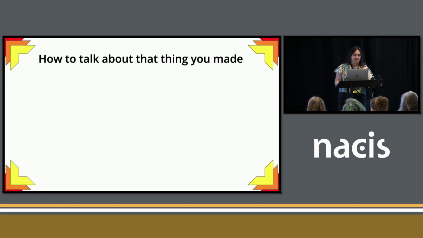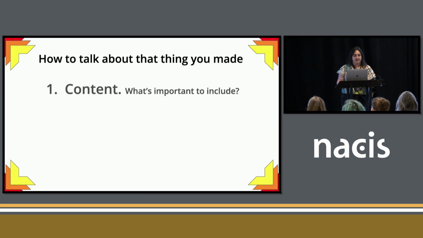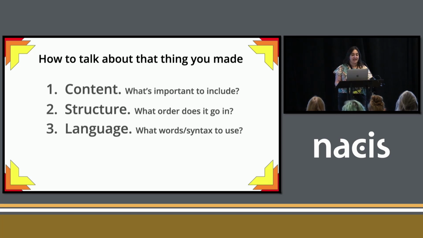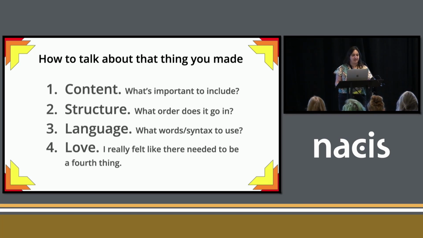So how to talk about that thing you made in 4 easy steps. 1, content. What is important to include and importantly exclude? 2, structure. What order do you put the words in? 3, language. What words do you actually use? What syntax do you use? And 4, love, because I wanted there to be a 4th thing, and it fit good on the slide.